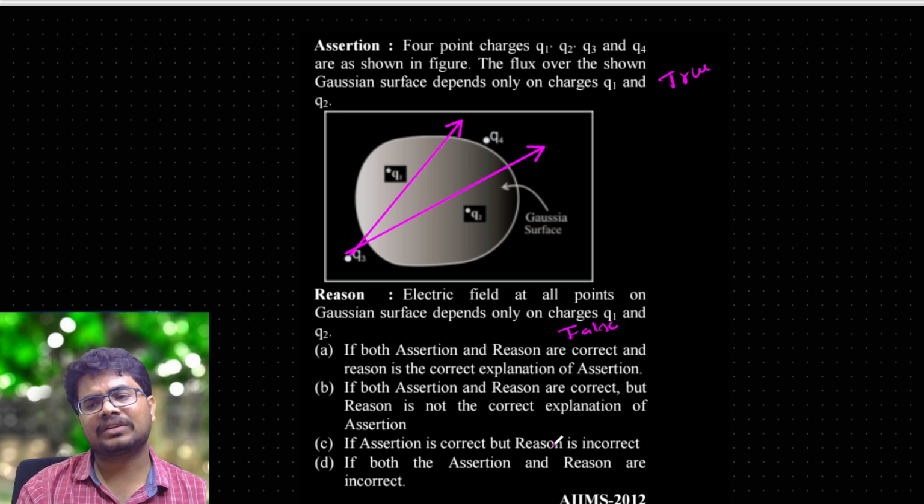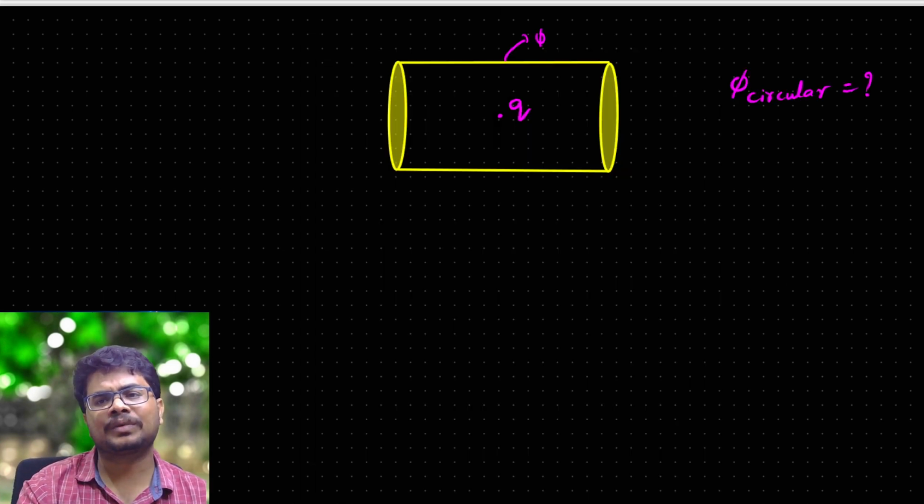So if the assertion is correct and the reason is incorrect, that is the answer. This is an AIIMS question. Very good conceptual knowledge is required for this question. Please go through it once again carefully. Fine, sir, let us go to the next example.